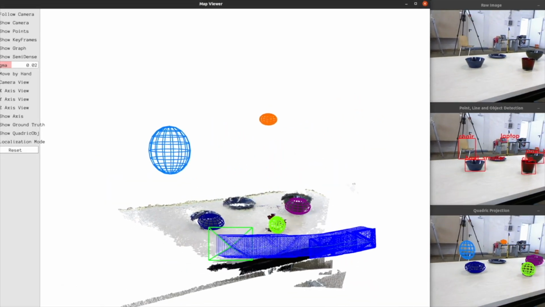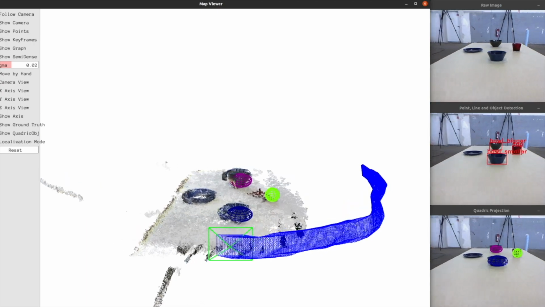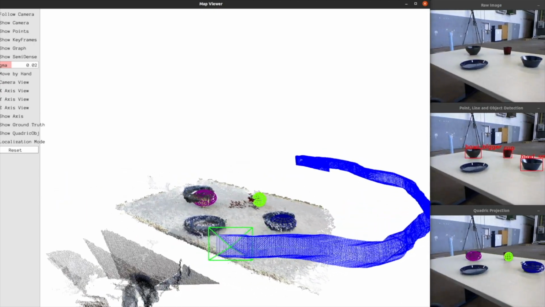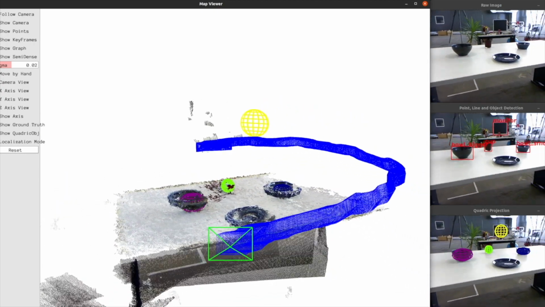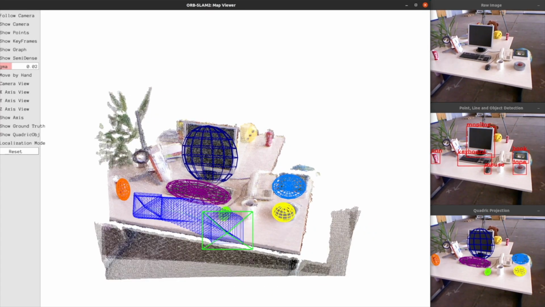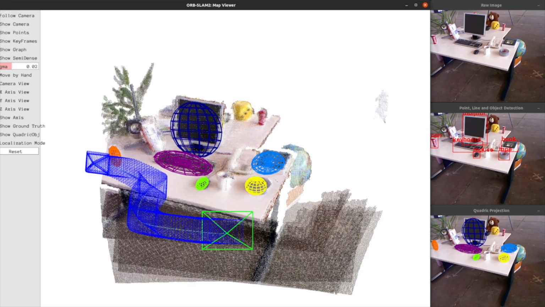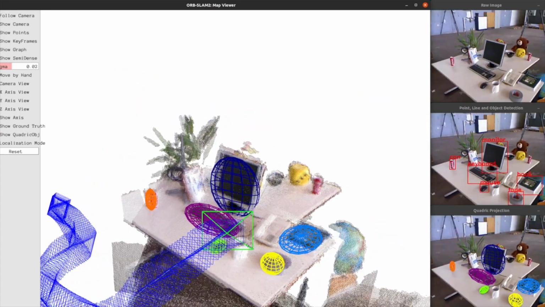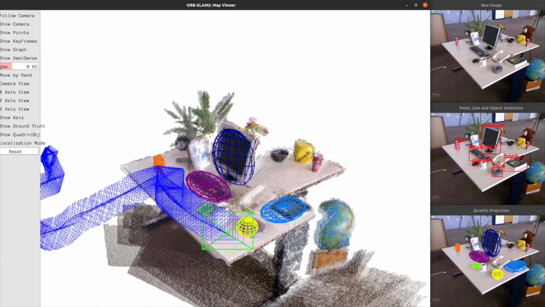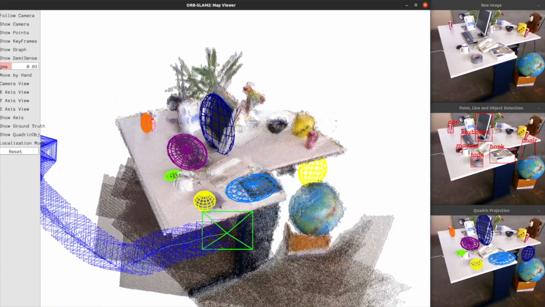We use the Freiburg 2 desk TUM RGBD dataset to test our algorithm. We use Pangolin and OpenGL to visualize the outcome. We use multi-thread to improve efficiency. One thread is for visualization and the other is for SLAM calculation.